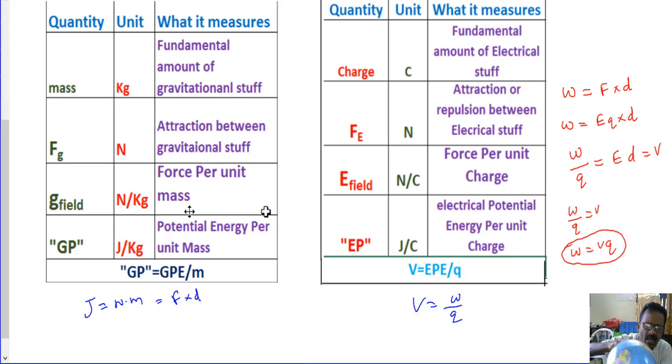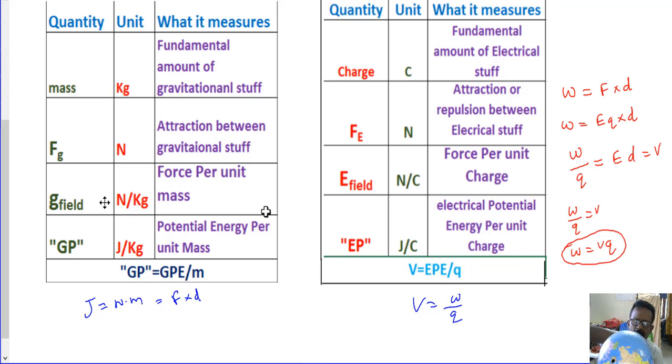Now I am telling you that around the earth there is a gravitational field. How will we understand that there is a gravitational field around? How do they define the gravitational field? See, this is here.